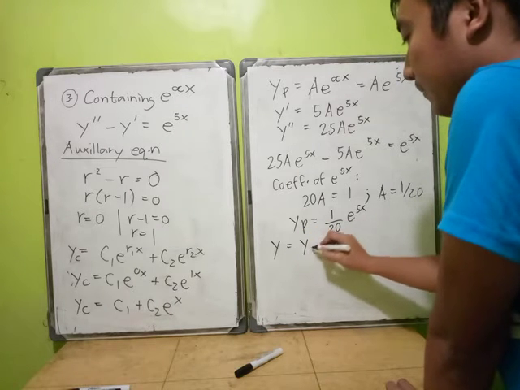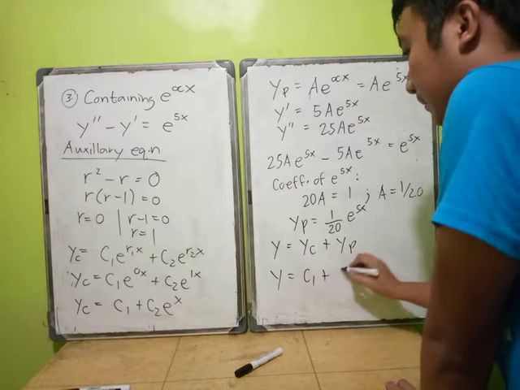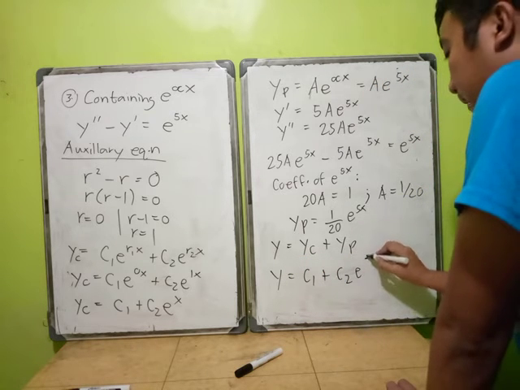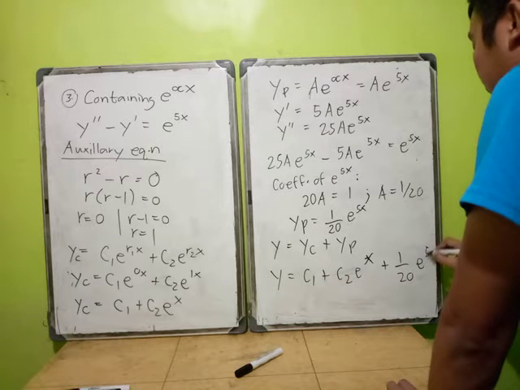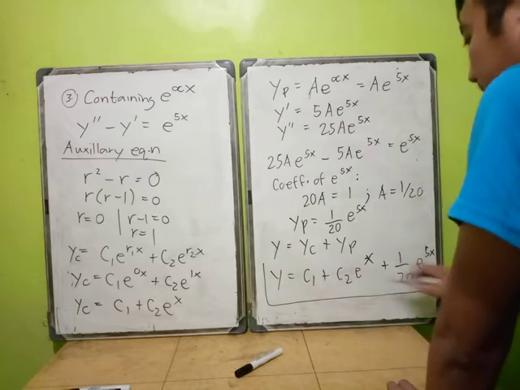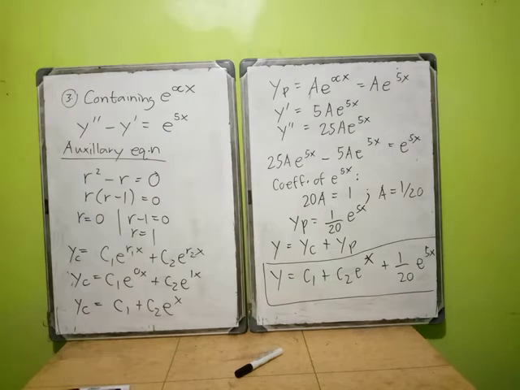So y is equal to yc plus yp, which is equivalent to c1 plus c2 e to the x plus 1 over 20 e to the 5x. Just as simple as that. So that is the solution if it contains e to the power of alpha x. Okay? So what if it is in combination? Still the same. So let's have our second example.